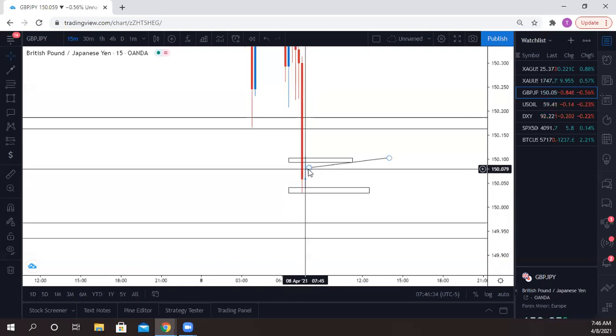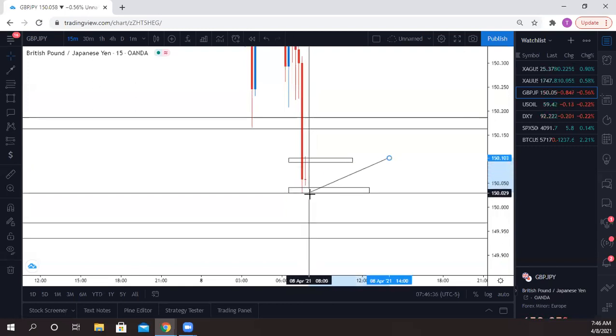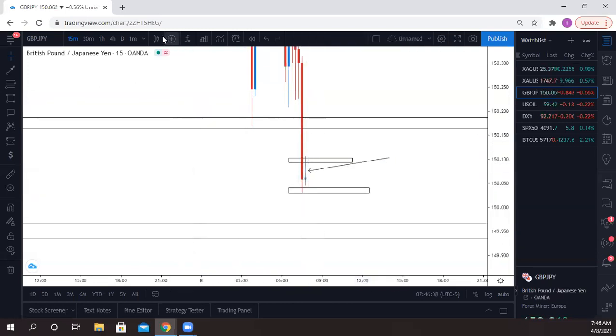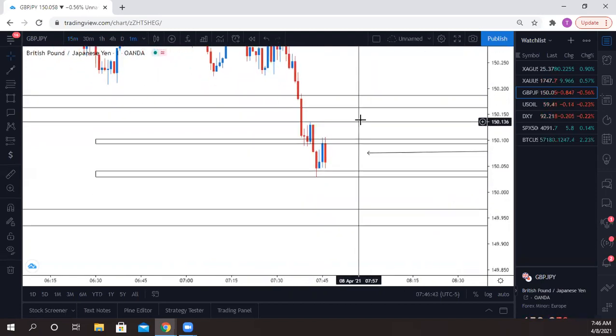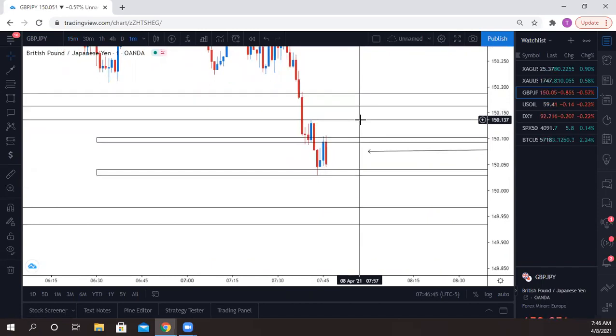So you could see that 15 minutes leaving that wick, starting to drop again. So we'll watch on the 1 minute. If this 1-minute low starts to break again, this thing should melt off again pretty nice.